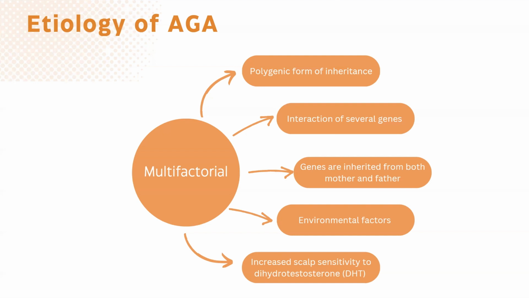The other cause is hormonal, and there are many factors involved in it. Generally speaking, the person most at risk is the one who has a family history of female or male pattern hair loss, and the inheritance could be from both sides, the mother as well as the father.